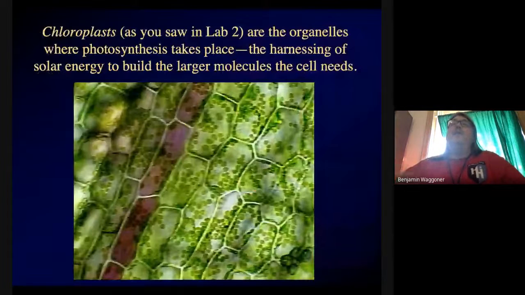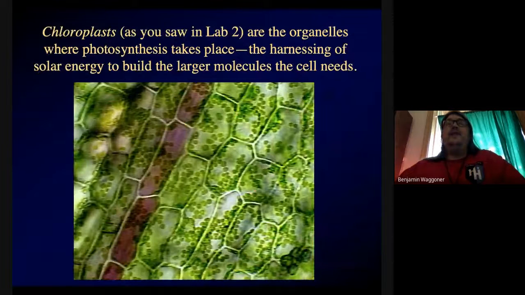And then chloroplasts are the organelles where photosynthesis takes place. These are the things you can actually see if you look at a plant leaf cell as little green dots. This picture shows a water plant called Elodea. Normally, you'd get to see this with your own eyes in lab 2. I'm sorry we couldn't do that this go around.